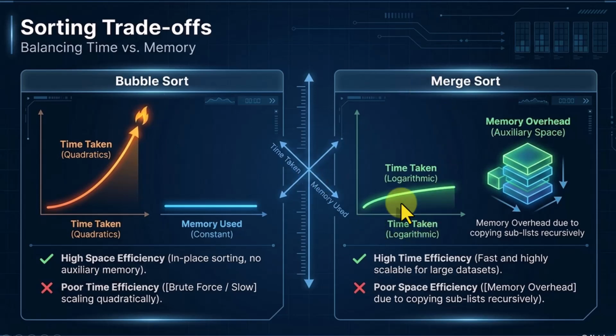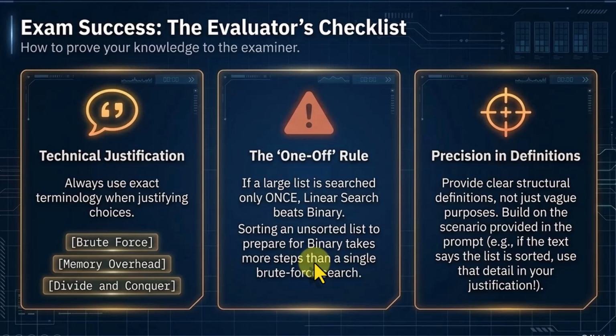But merge sort, on the other hand, has high time efficiency. In time efficiency, it's good. For large data sets, it works quite nicely, but poor space efficiency. It has memory overhead, due to copying sublists recursively. So that is what you have to know.